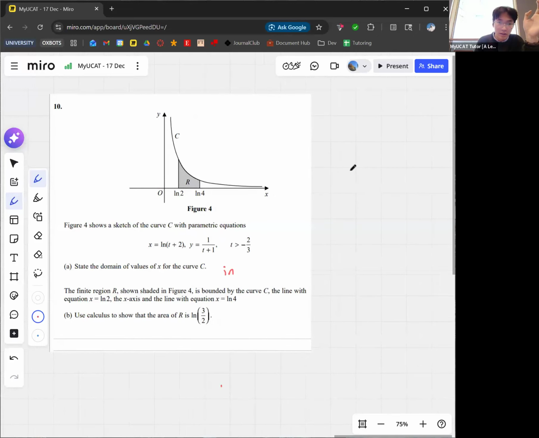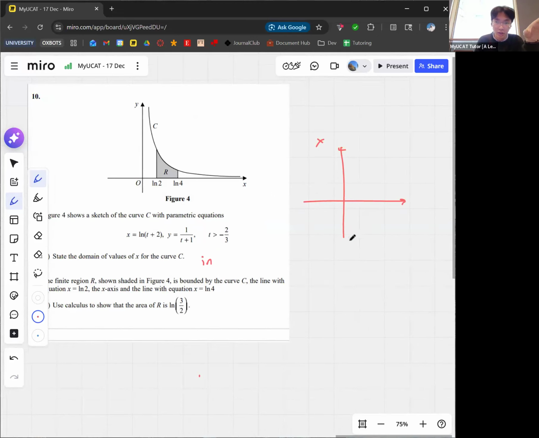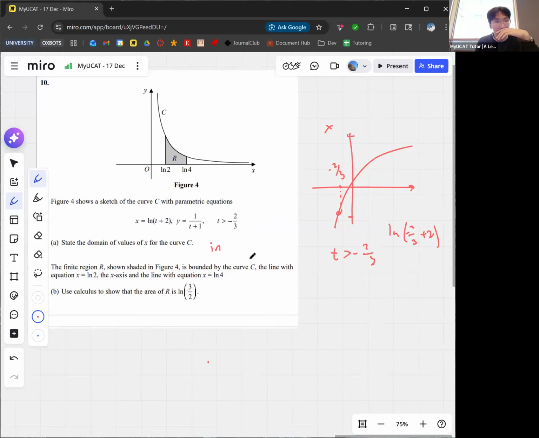I'll probably even just go into drawing what x is, right? I'm looking at a natural log, which I know looks like this, and it's t plus 2, so I've shifted it 2 to the left. So it looks sort of like this, and I'm looking for t greater than minus 2/3. You're probably looking at here. So I've used my calculator to work out the natural log of minus 2/3 plus 2, and that's going to be my smallest x value. Makes sense, right? And that's probably it. That's my domain of values, I think.